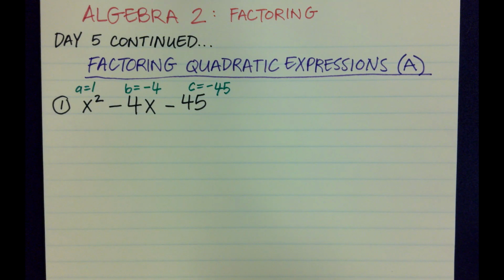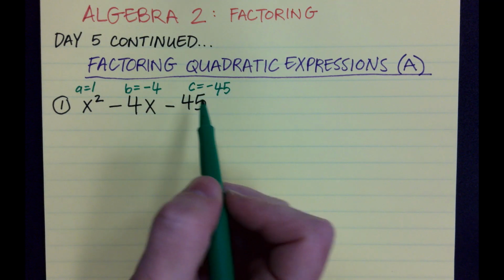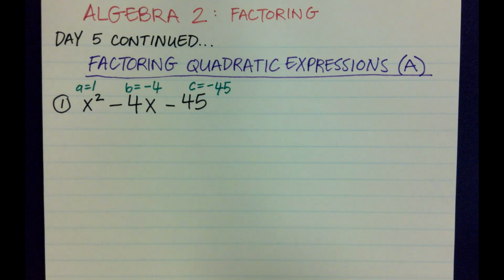So I like to have those written out first. We want to get really good at identifying what those coefficients and constants are. So once we've got that labeled, if we look back at that little guide we just made, what does step 1 tell us to do?